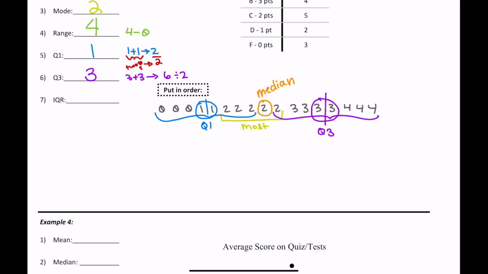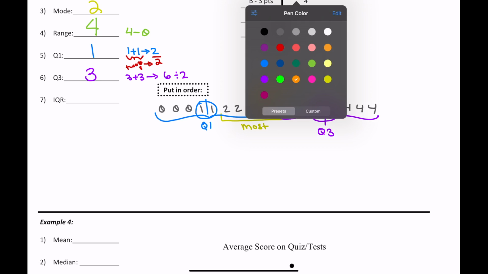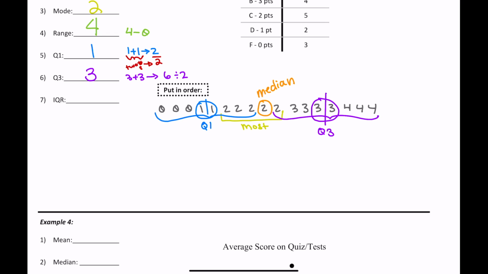Okay, next up we have the IQR, which is the range for Q3 and Q1. So you got to do your Q3 minus your Q1. Our Q3 was a, hey, that's funny. Our Q3 was a 3 minus our Q1, which was a 1. Get it? It's funny. Which gives me a range of 2.